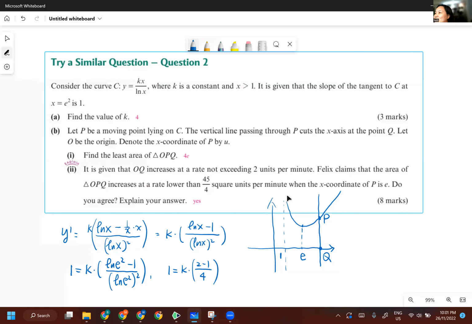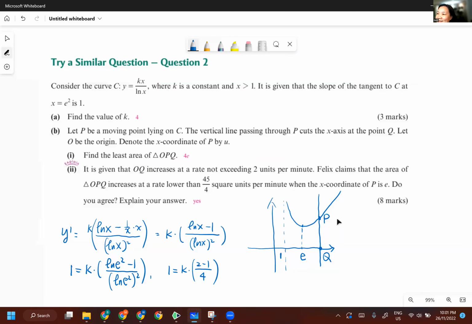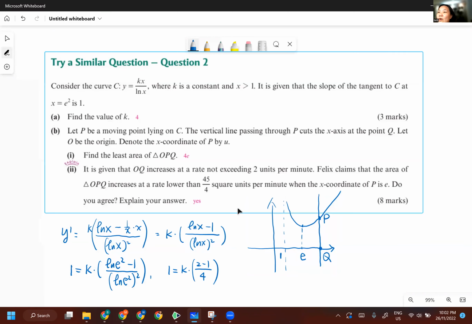Now, you may say, oh, Ms. Chen, how do I know the curve looks like this? Knowledge, because I know when x is smaller than e it is decreasing, when x is greater than e it is increasing. It comes from the derivative. Now, if you want a more accurate curve, you have to look at it because this one is not a basic curve. So this is the correct curve.